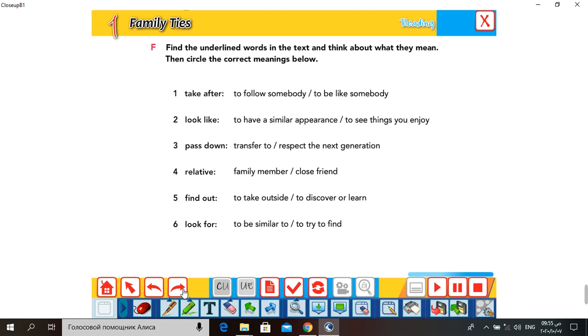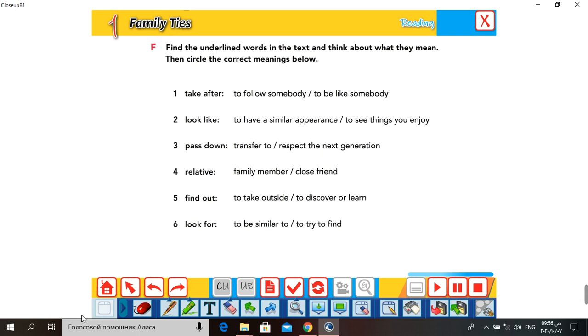Let's move on. Exercise F says, find the underlined words in the text and think about what they mean, then circle the correct meanings. Here you have a number of vocabulary words. You need to find them in the passage, and from the text, from the line or the context they are in, you will be able to guess the meaning of these words. Number 1, take after. 2, look like. 3, pass down. 4, relative. 5, find out. 6, look for.